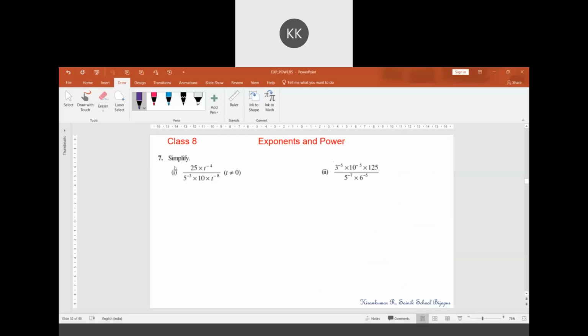Let's move on further with question number 7. This type of question was there in class 7th, if you remember. Question was related to simplify. We need to use the law of exponents for solving this. How do we use the law of exponent here? Sir, we can write 25 as 5 square. Very good. 5 into t to the power minus 4 divided by 5 to the power minus 3 into 5 into 2 into t to the power minus 8, 2 into 5.